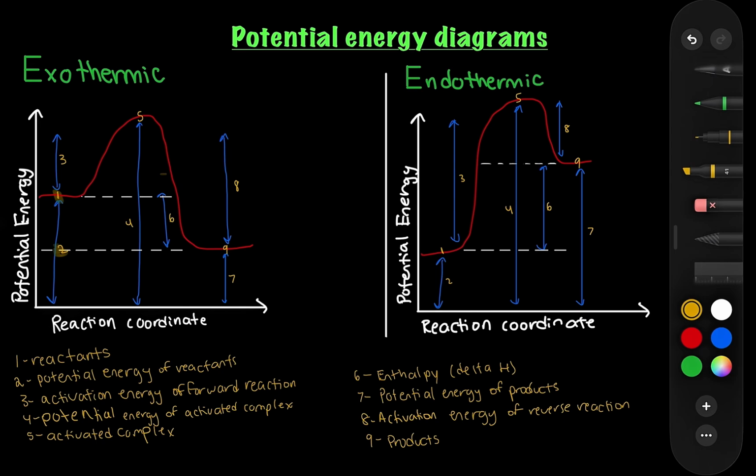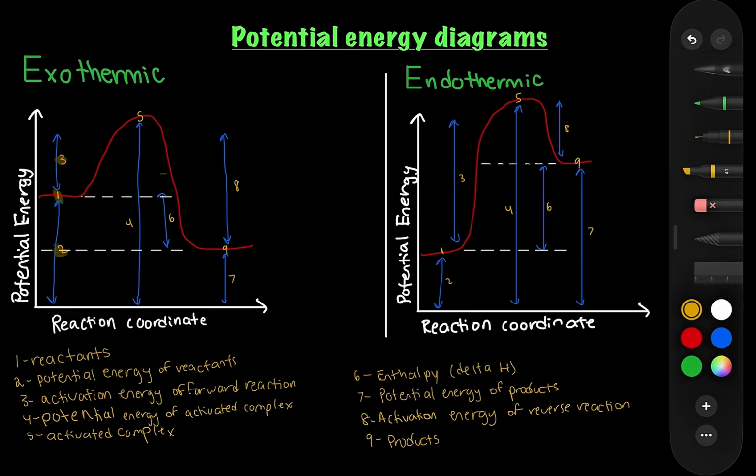Then we have 3, the activation energy of the forward reaction. Basically what this means is it's the energy needed to start the chemical reaction in the forward direction. So it goes from left to right. So it's just the energy barrier that must be overcome in order for the reactant to transform into products.